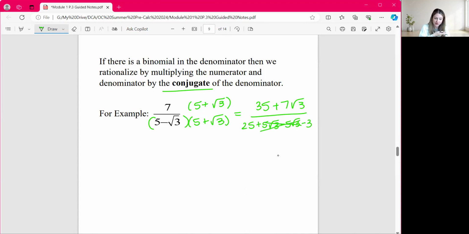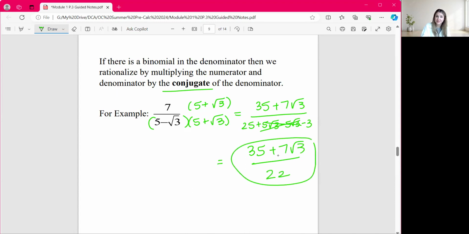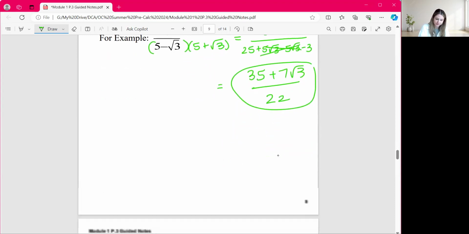Notice the radicals are gone from the denominator, and we'll be left with 35 plus 7 root 3 over 25 minus 3 gives me 22. And that's my final answer. No square roots, no radicals in the denominator.